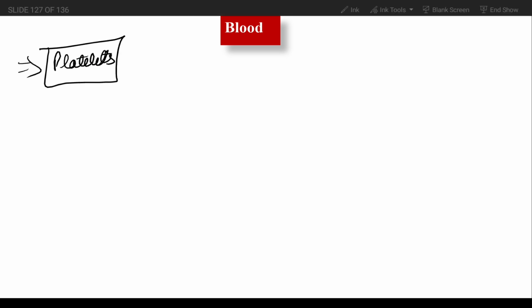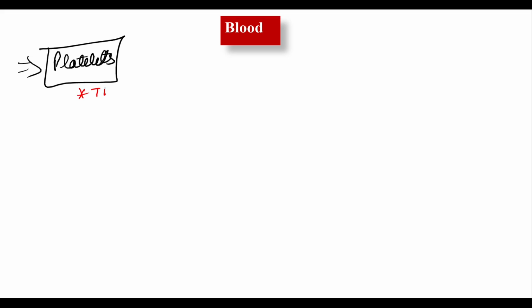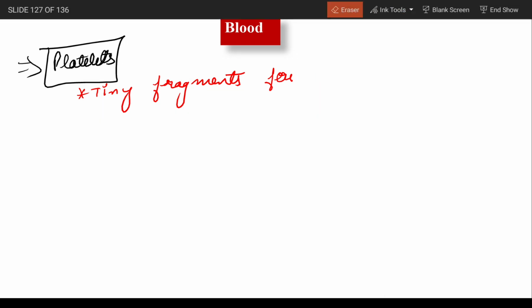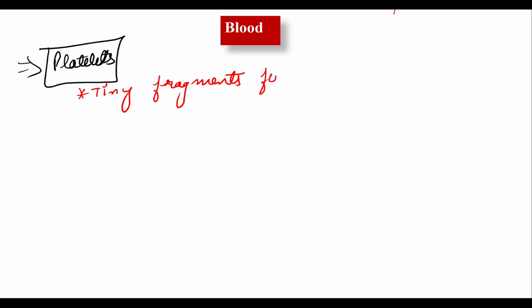Platelets. If I'm talking about the platelets, these are very tiny fragments of a spherical cell which is formed in bone marrow. This is also formed in bone marrow. Actually all the RBCs and WBCs are formed in bone marrow, and this is also formed in bone marrow, that is BM.